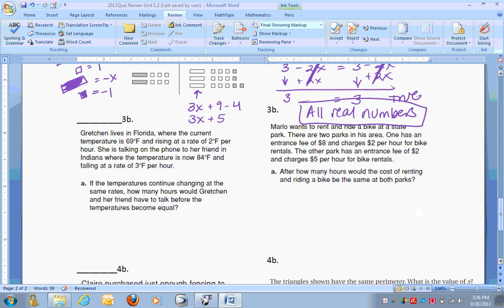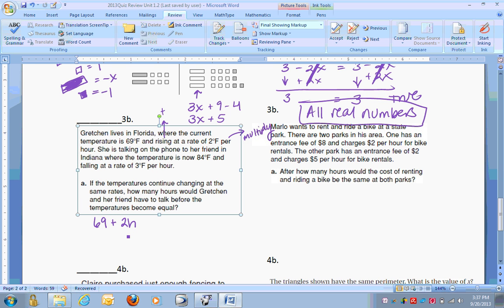All right, on number 3, they're talking. We have two friends, Gretchen and her friend in India. Gretchen lives in Florida, and the current temperature is 69 degrees. And it's rising, which means that's increasing, or a plus, at a rate of 2 degrees per hour. Remember, per means to multiply. So 69 plus 2 times the variable of h.